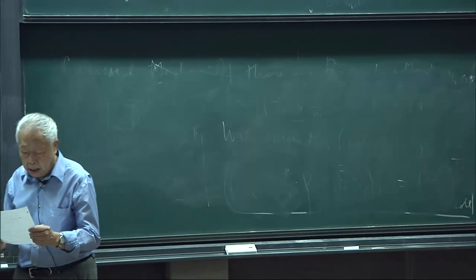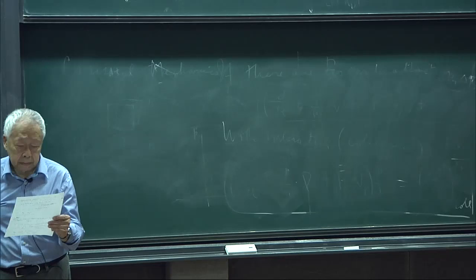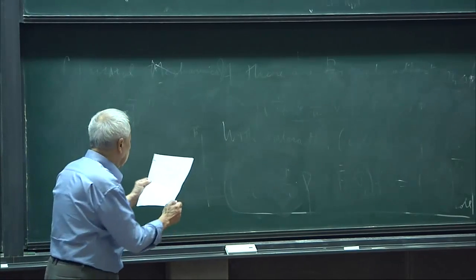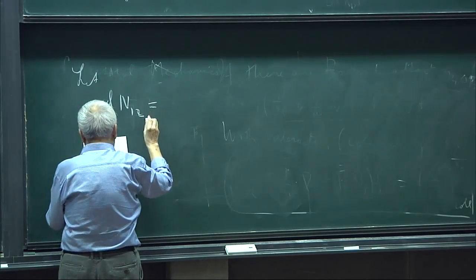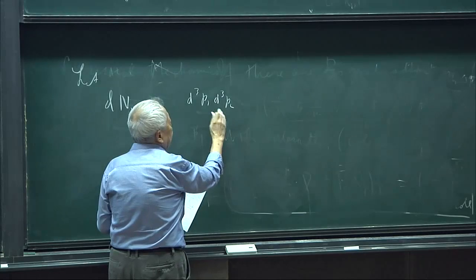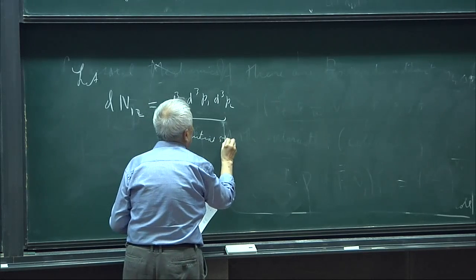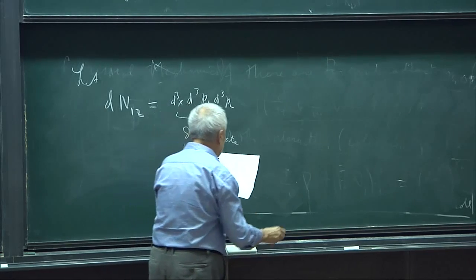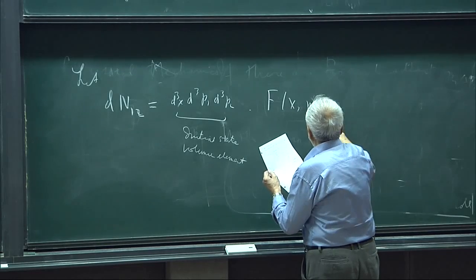So the number of particles that goes into, let dn12 be equal to d3p1 d3p2. That's the volume element in the initial state. Let's put d3x. This is the initial state volume element. Times the probability of finding two particles with those quantum numbers x, p1, p2, t.